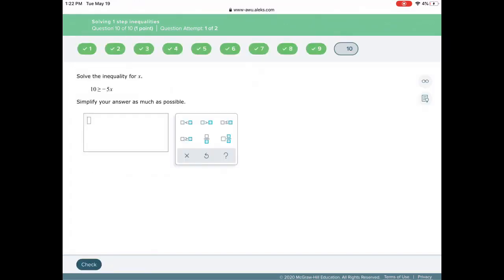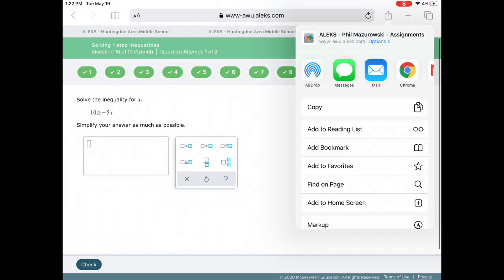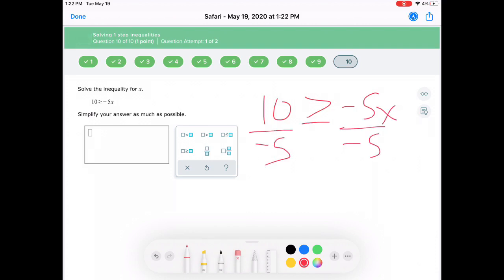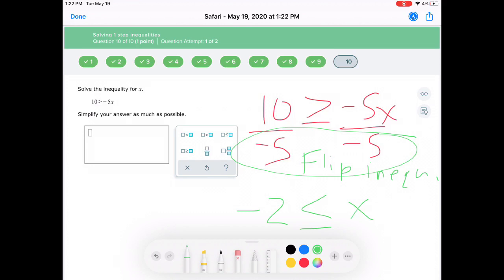And one more question here. 10 is greater than or equal to negative 5x. So this is another example where we're going to be dividing by a negative. So when we divide by this negative 5 on both sides, that's our cue right there to flip the inequality. So instead of greater than or equal to, it's going to be less than or equal to. And we have negative 2 is less than or equal to x.